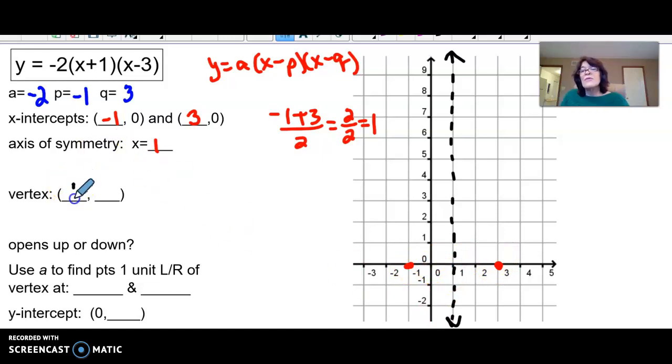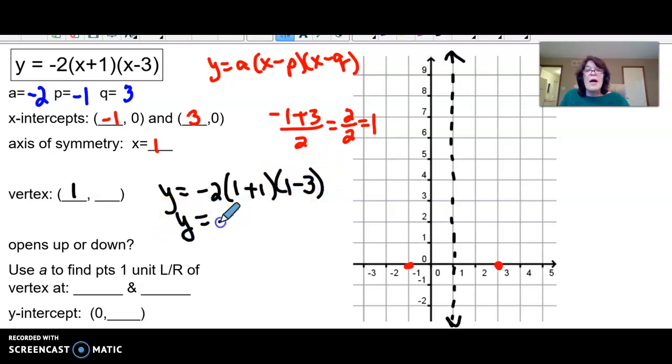The vertex then is 1 comma whatever. I'm going to put 1 back in my equation. If I want the y coordinate, I put 1 in for x to give me the y coordinate. 1 plus 1, I'll use order of operations here, do what's in parentheses. 1 plus 1 is 2. 1 minus 3 is -2. -2 times 2 times -2 is 8. So 1, 2, 3, 4, 5, 6, 7, 8.